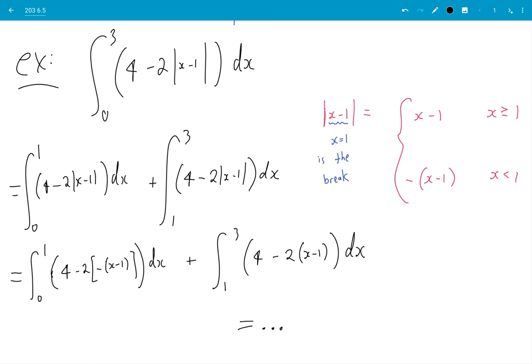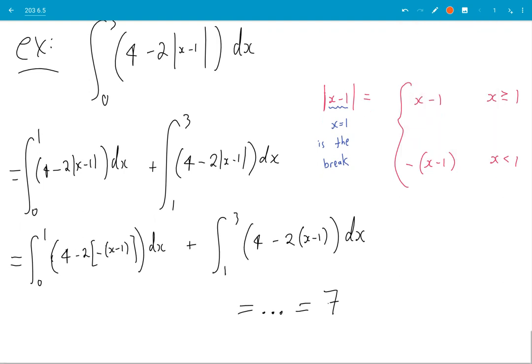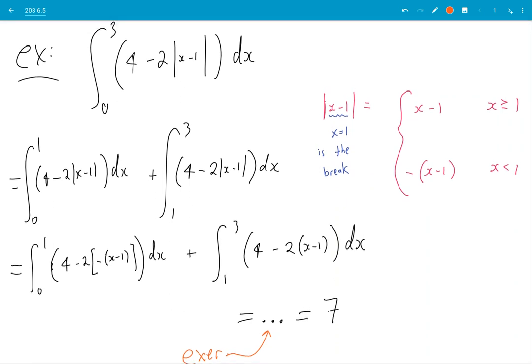Okay, the rest of this is not that important, so I want you to try that as an exercise. Okay, let me just have a quick gander at this to make sure I didn't make a massive mistake. Looks okay to me. Okay, just be aware you have a double negative here, so it ends up being plus.